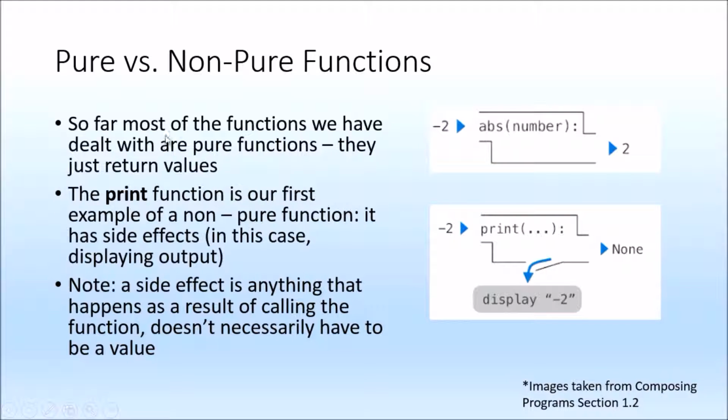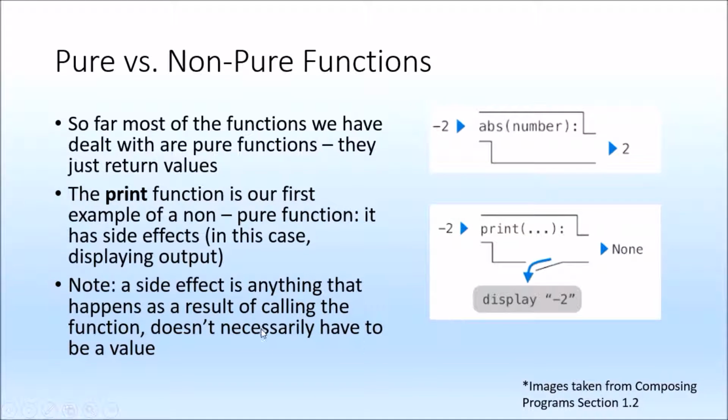So far most of the functions we've dealt with are pure functions because they just return values. An example of that is the absolute value function, and the square function we've worked with so many times. Most of the other functions we've worked with have been pure functions as well. This print function is our first example of a non-pure function. It has side effects. This is a good diagram for understanding how this works. It doesn't return anything, but it displays something as a side effect.